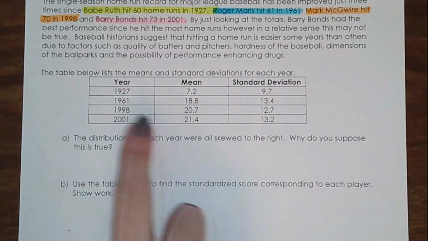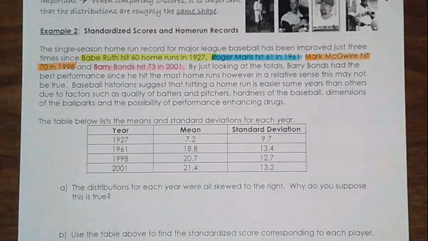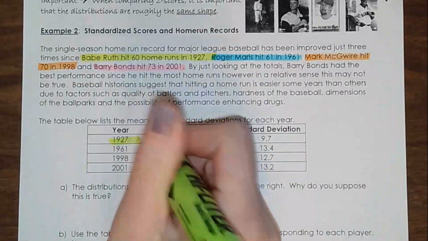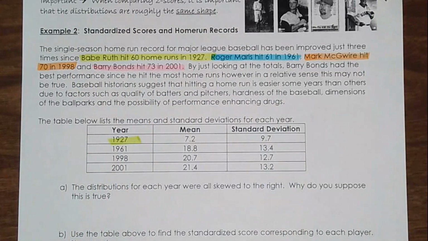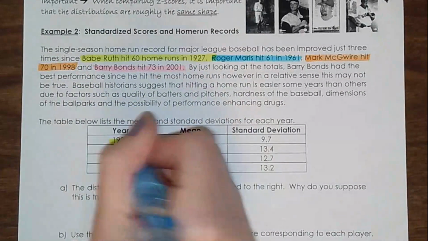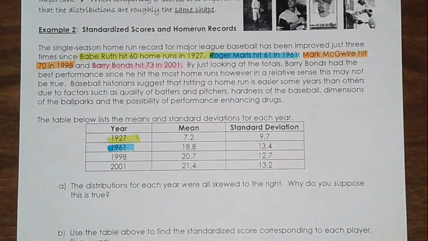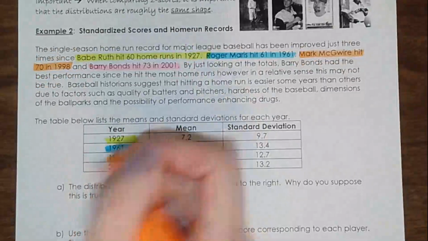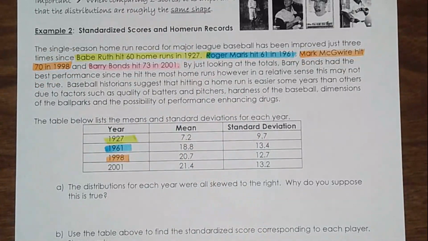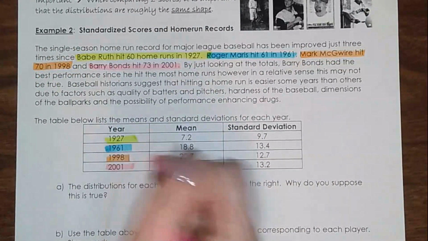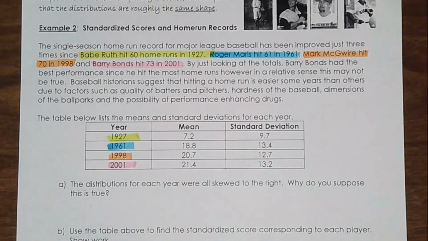So here's the data for each year: 1927, 1961, 1998, and 2001. Here is the corresponding mean and standard deviation for each of those years that the record has been broken. Before we get into overall, which player do you think had the best performance?